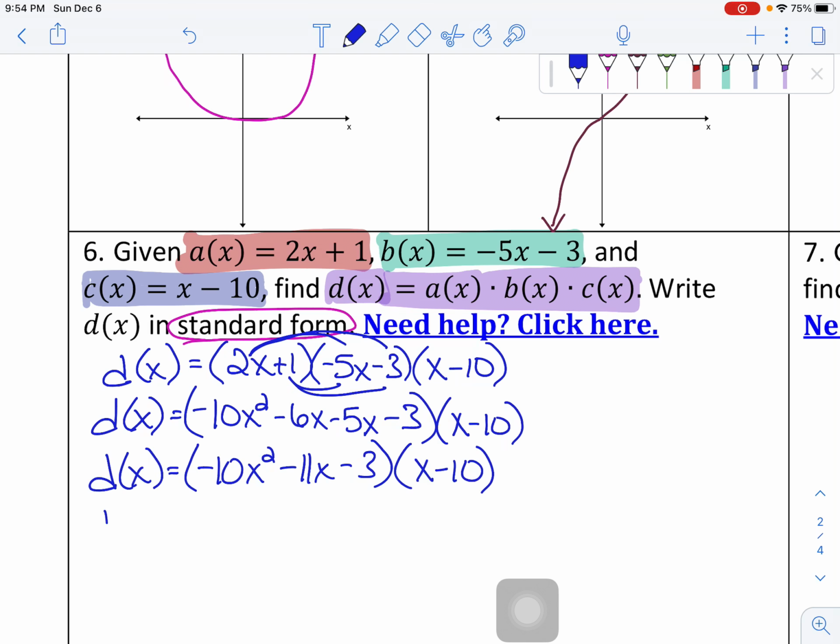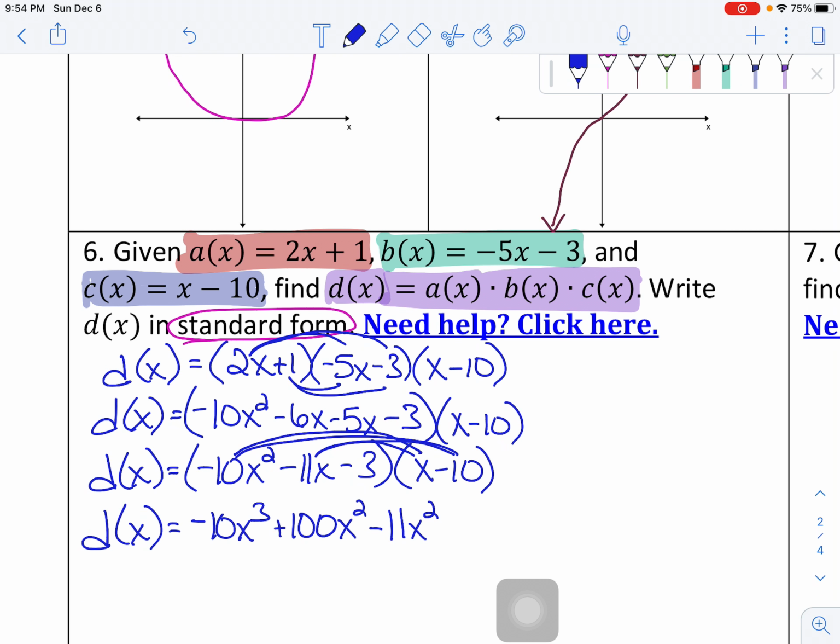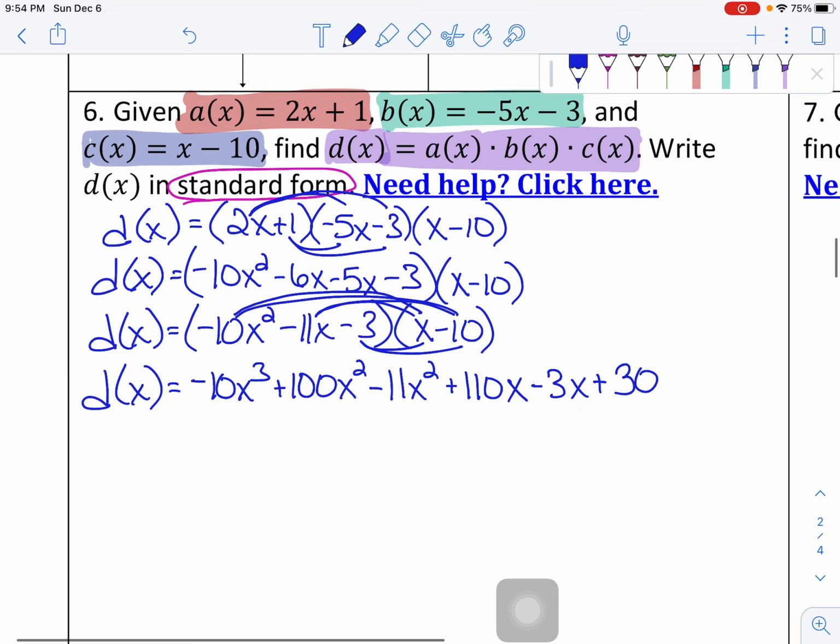And there we go. All right, so x minus 10. And now I'm going to distribute again. So d of x is equal to, I'm going to take this first term times x, so negative 10x to the third. Let's see, positive 100x squared. I'm going to take negative 11x multiplied out, so negative 11x squared. Multiply here, we're going to have positive 110x. Negative 3 times x is negative 3x. Negative 3 times negative 10 is positive 30. Let me fix my sign there.